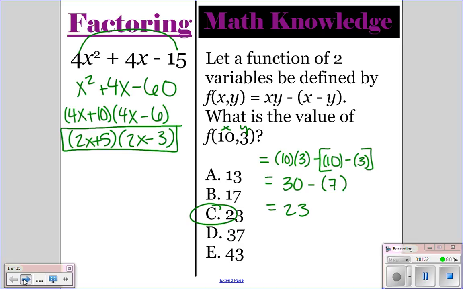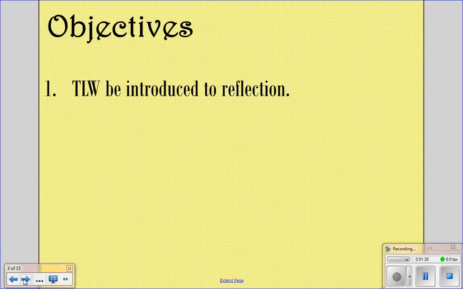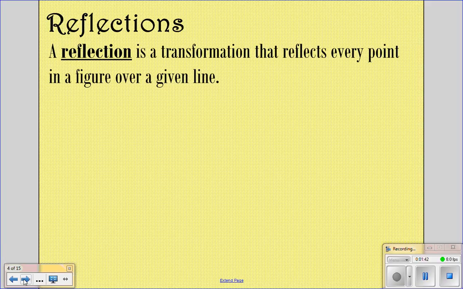Okay, so we are looking at lesson 74. We're looking at reflections. So hopefully after this lesson, you will understand how reflections work. So a reflection is a type of transformation that reflects every point in a figure over a given line. So every point in your figure gets reflected over a given line.